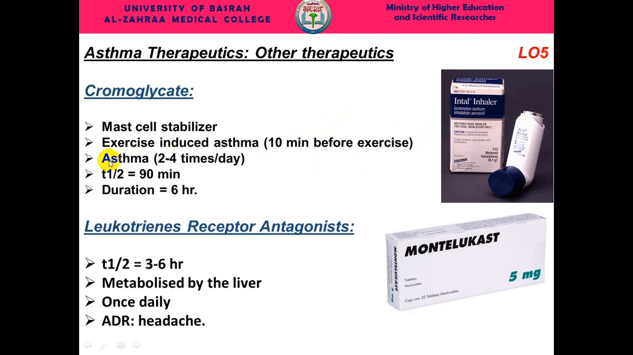Sometimes we may use it for the treatment of asthma. It is given usually 2 to 4 times per day because it has a shorter duration of action of 6 hours with a short half-life of 90 minutes.